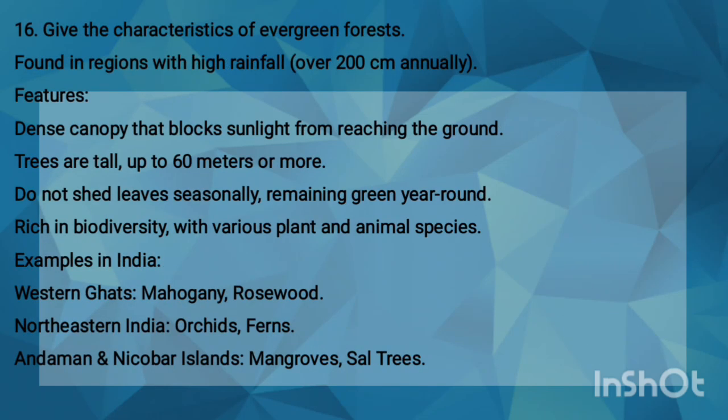The characteristics of evergreen forest. Evergreen forests are found in regions with a high annual rainfall exceeding 200 centimeters. These forests are characterized by a dense canopy that blocks sunlight from reaching the ground, tall trees reaching up to 60 meters or more, and trees that do not shed their leaves seasonally, remaining green throughout the year. They are rich in biodiversity, housing a variety of plant and animal species.